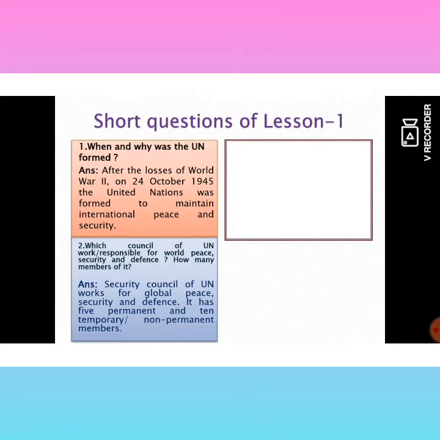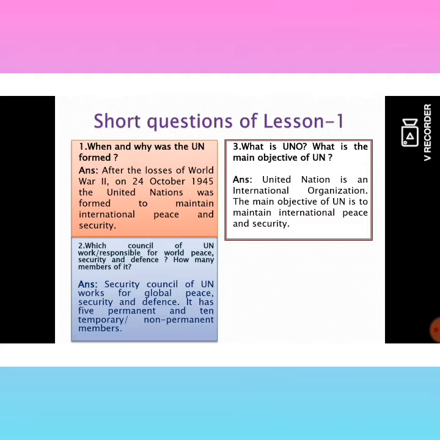Okay, question number 3. What is UNO? What is the main objective of UN? UNO and UN are the same. The answer: United Nations is an international organization. The main objective of UN is to maintain international peace and security.